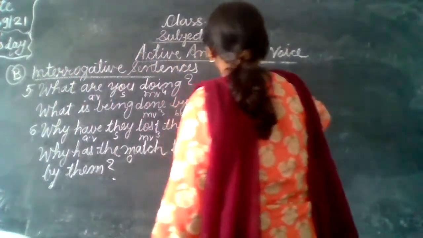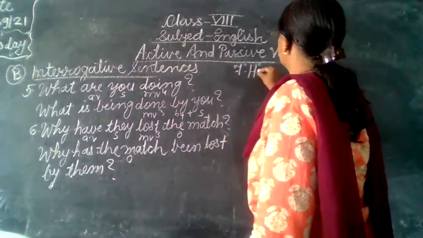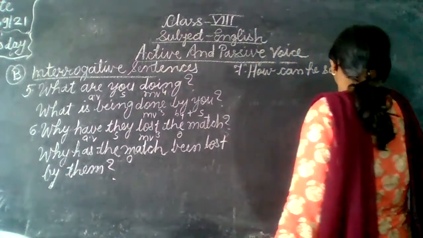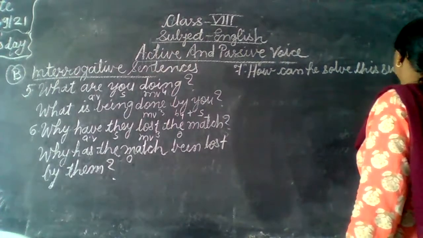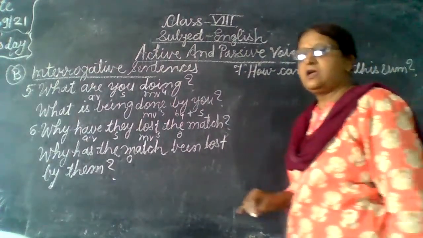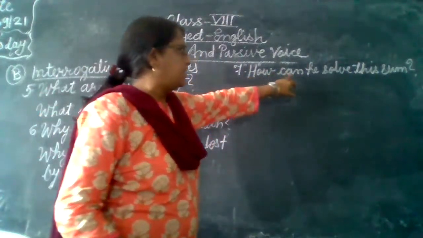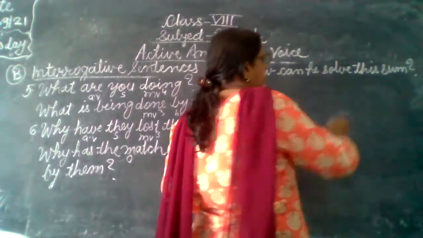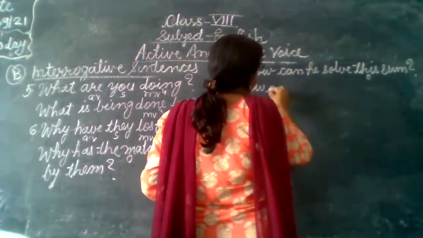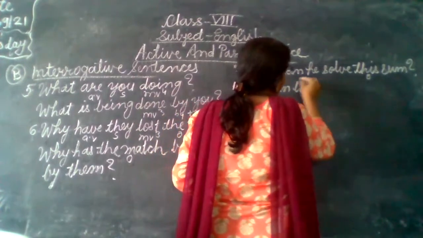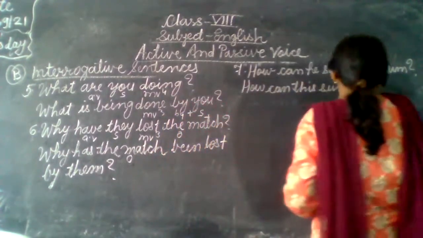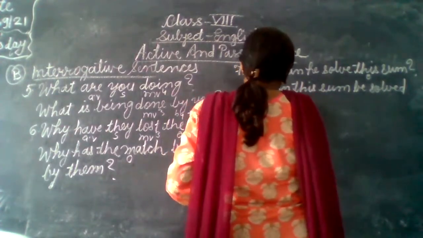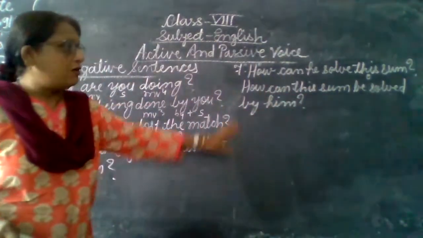Seventh sentence. How can we solve this sum? Okay, how can we solve this sum? Now listen here, how can we solve? How, as it is, we take it; last time we have seen it. How can we solve this sum? Can we changes into can this sum be solved by him. Okay, how can this sum be solved by him?